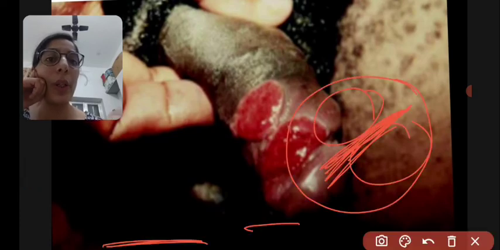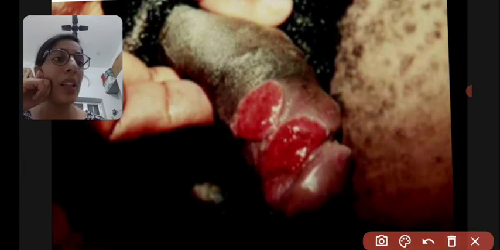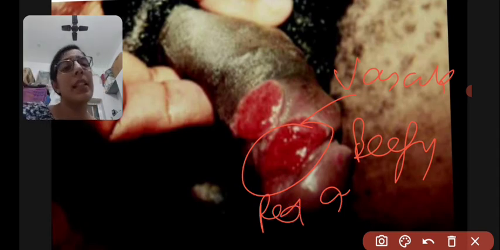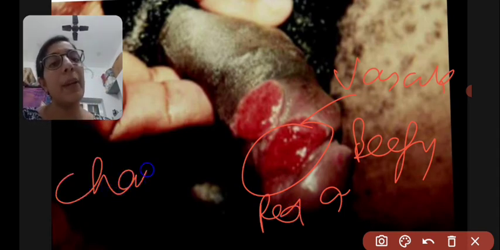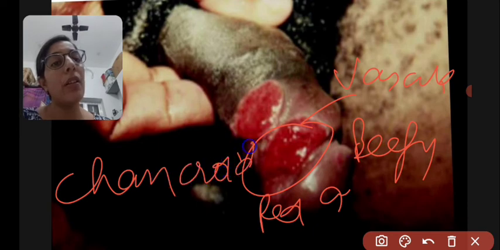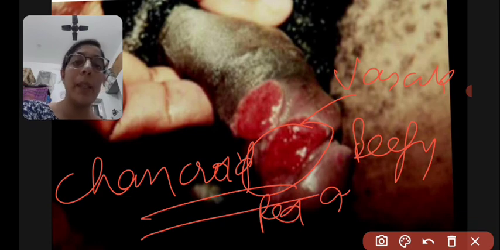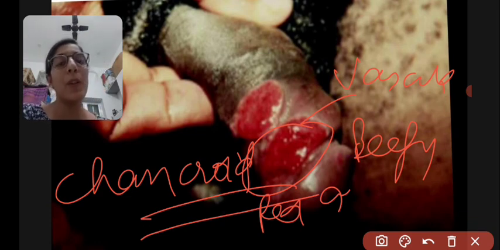This one is very vascular in nature, with a beefy red appearance. You can see this beefy red appearance. This is seen in chancroid. It is painful. Most important thing about herpes simplex virus is that it causes these multiple vesicles, of which the first episode is painful while the other episodes are painless.